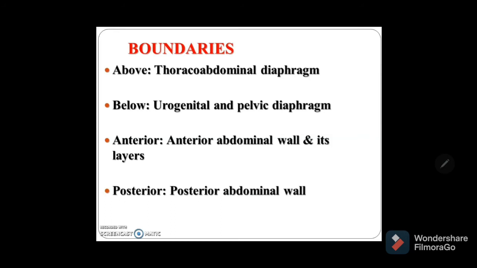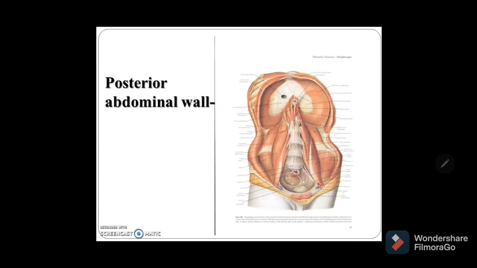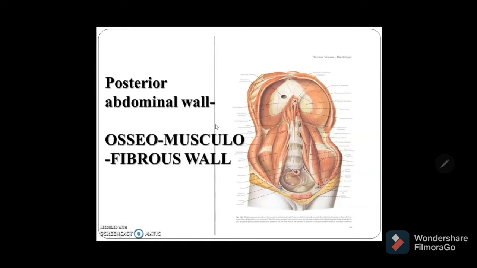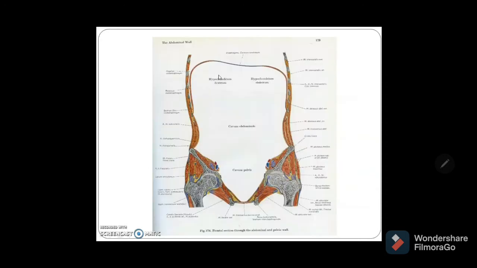The bony framework of the posterior abdominal wall is formed by the lumbar vertebrae. So this is the posterior abdominal wall. In the middle, you are seeing the lumbar vertebrae. You are seeing psoas major and quadratus lumborum, and the thoracolumbar fascia there. Above you can see the thoracoabdominal diaphragm. So the posterior abdominal wall is an osteomusculofibrous wall. It has bones, muscles and fascias. So that is about the posterior abdominal wall.